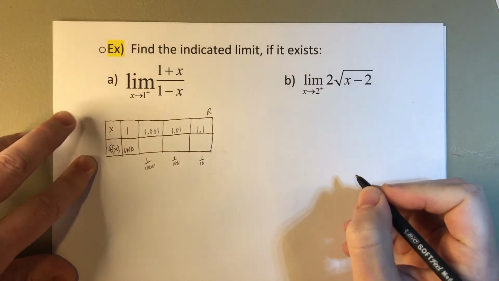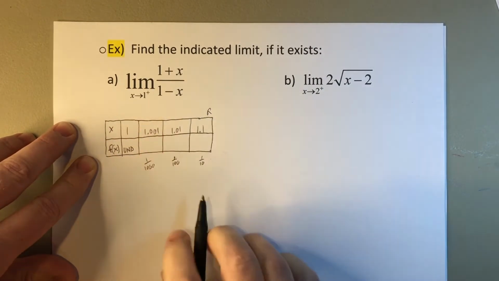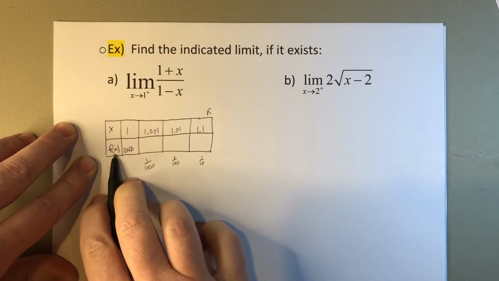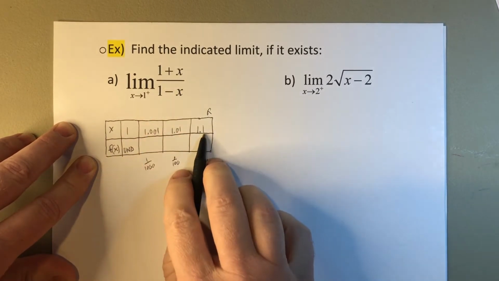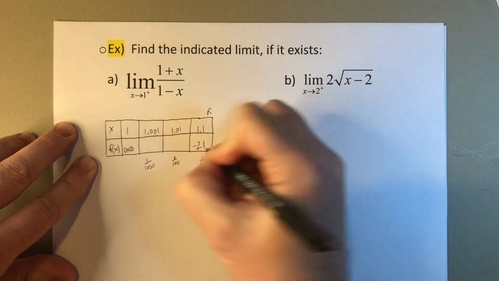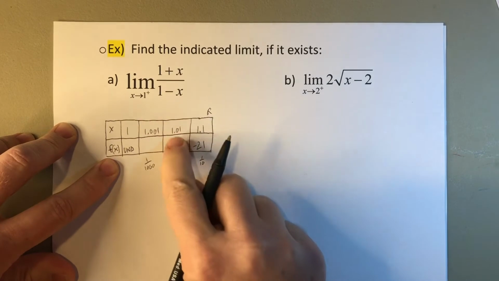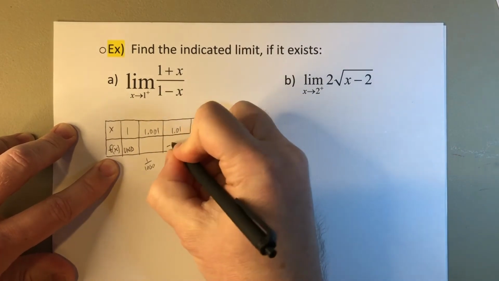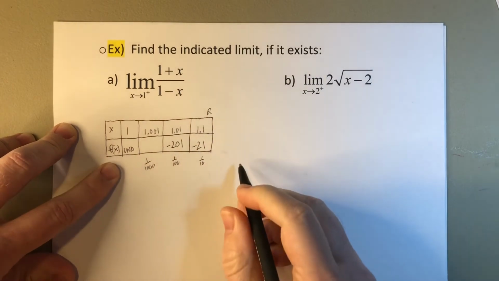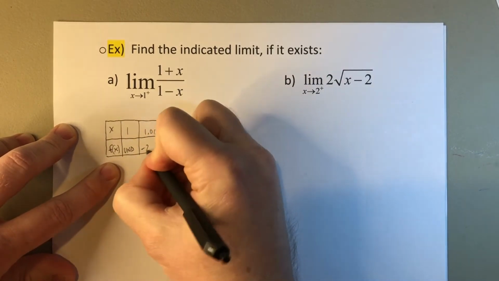And then you can use your calculator if you like, plug in each of these 3 values into the function, and see what you get for f of x. So if you replace the 2 x's with 1.1 here, you get negative 21 for y, or f of x. If you replace both these x's with 1.01, you get negative 201. And finally, if you were to replace both x's with this value, you get negative 2001.